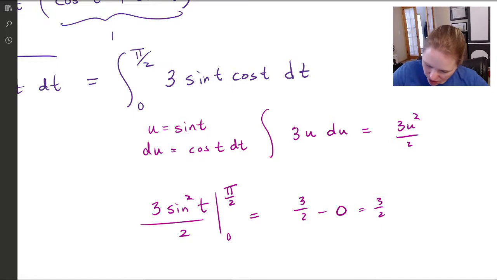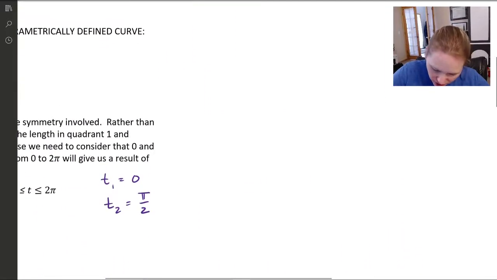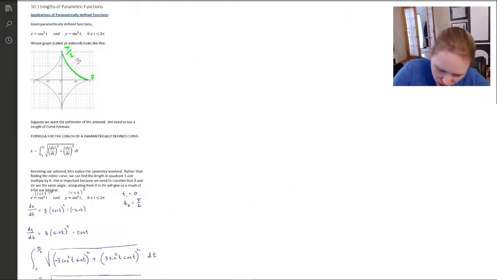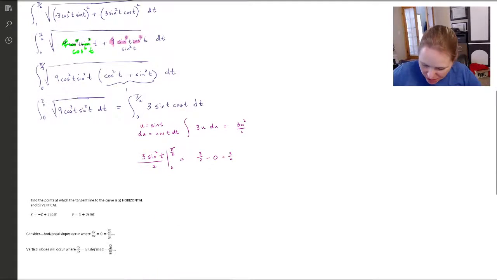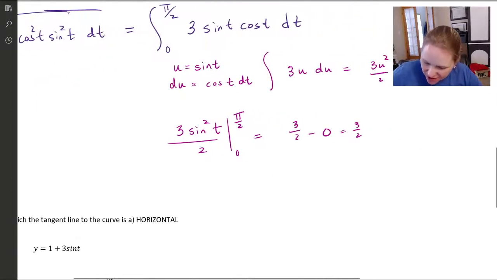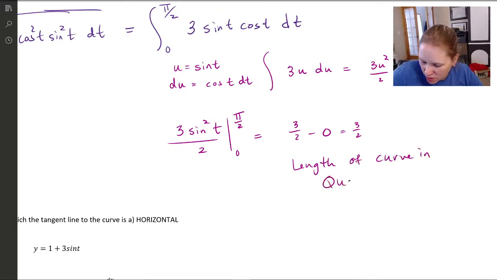So if I go back up here, it's so much work. Look at my asteroid. This is 3 halves. So 4 times around, 4 times 3 halves is 6. So the length of the asteroid all the way around is just 6. 6 units of whatever we're measuring. So this is the length of the curve just in quadrant 1. So 4 times the 3 halves gives us 6, gives us the whole length.